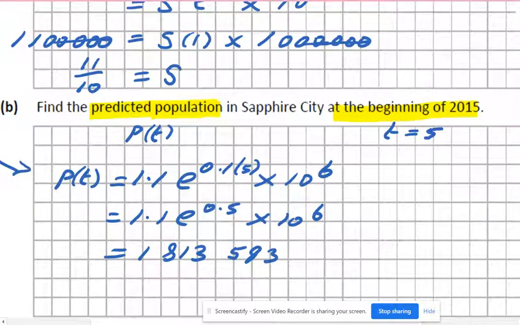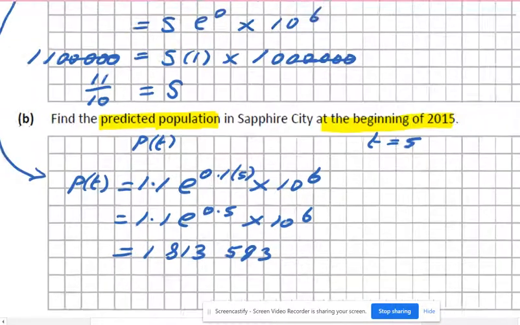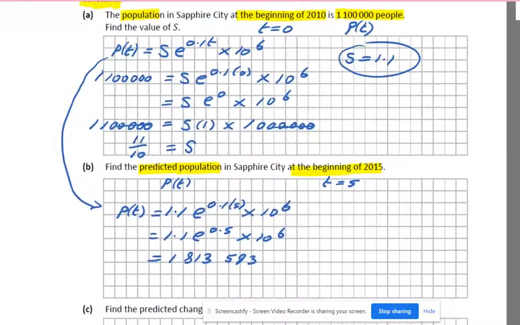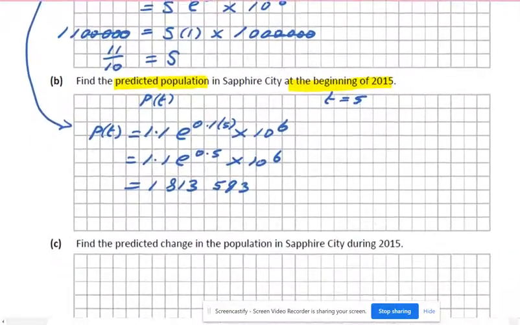Okay, so that's the population after 5 years. So it has grown from, at the beginning of 2010, we found the population was 1,100,000. Now it's 1,800,000 or so. So it has grown by a significant amount.